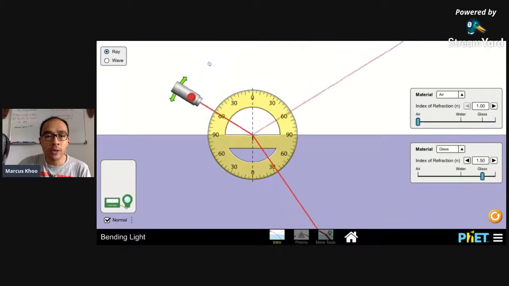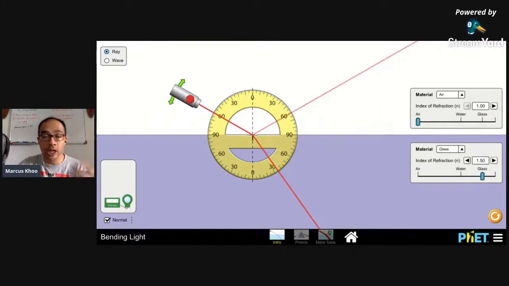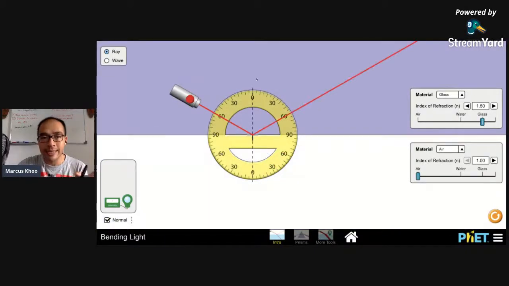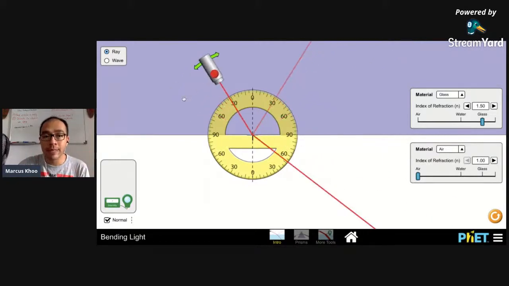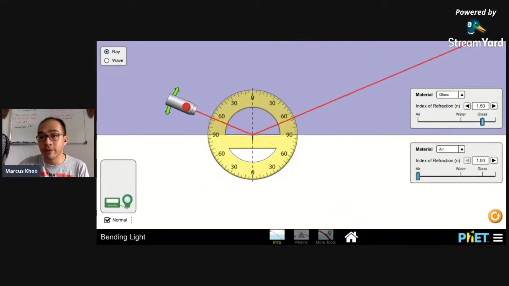No matter what I do, it will always be refracted. There will always be refraction. I cannot do total internal reflection if it is going from less to more. So the first condition is that the light must be traveling from more dense to less dense. Then there can be some refraction, and after that there will be total internal reflection.